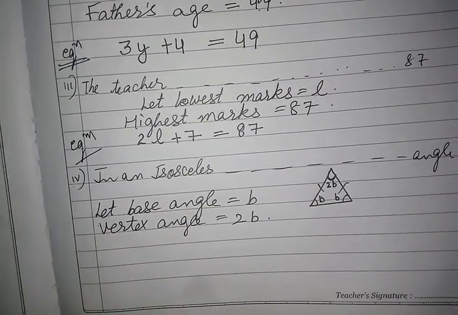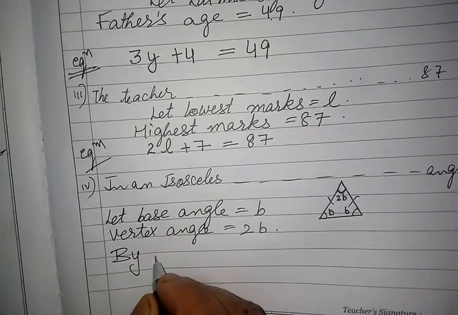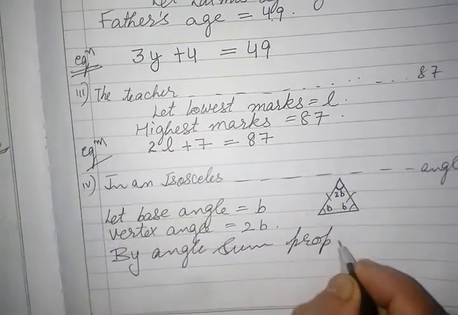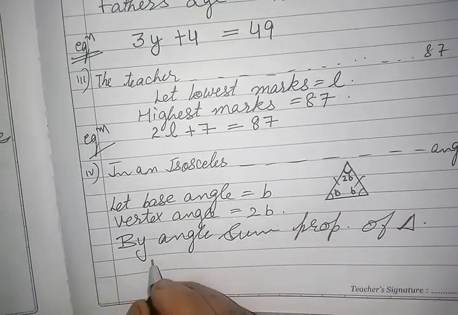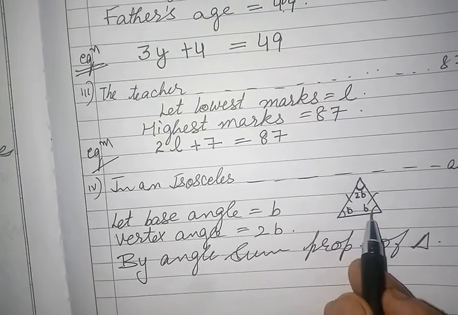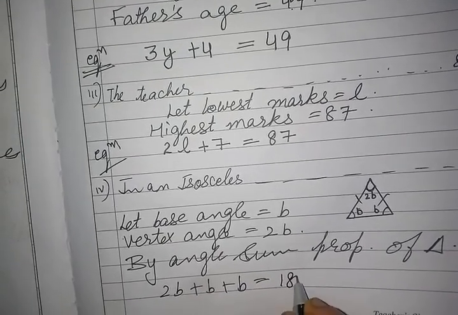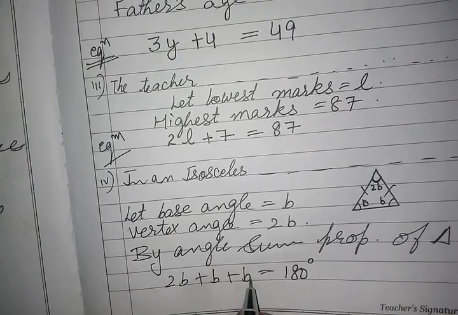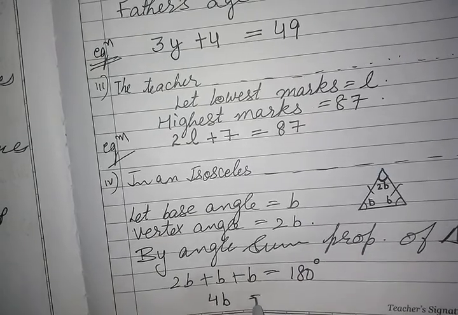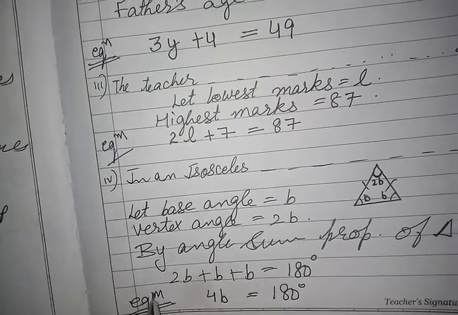Now by angle sum property of triangle, what do you know, that the sum of all angles equals 180 degrees. Now the sum of all angles is 2b plus b plus b, so we add all the angles and their sum will equal 180 degrees. Now these are like terms, 2 plus 1 plus 1 is 4, so we get 4b is equal to 180 degrees. So we have formed an equation.